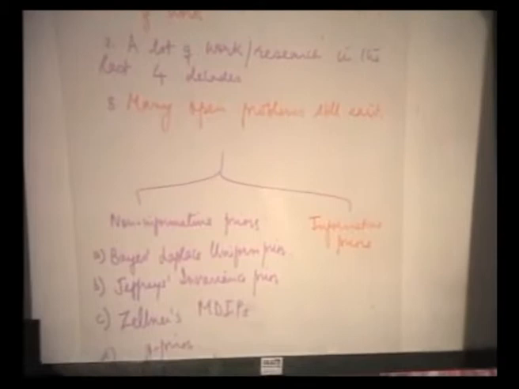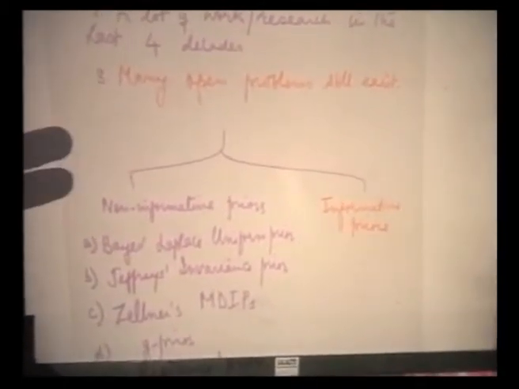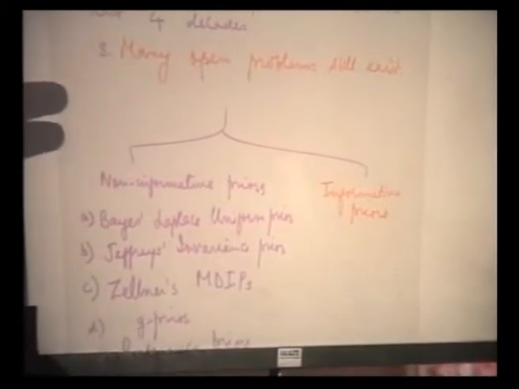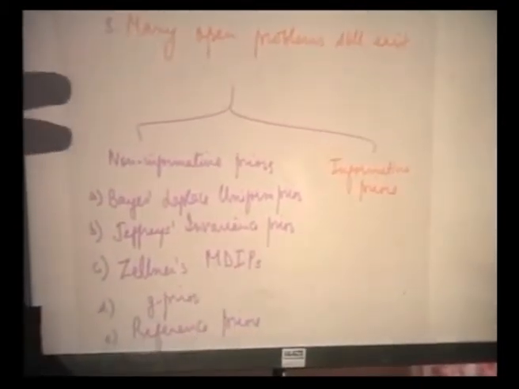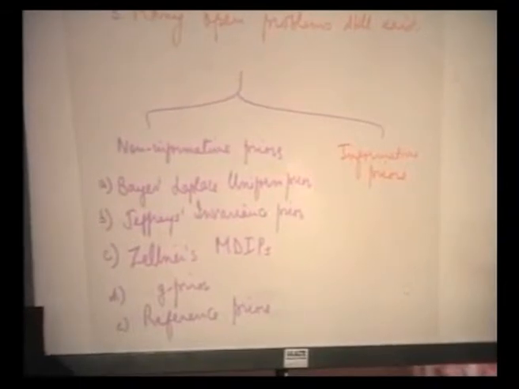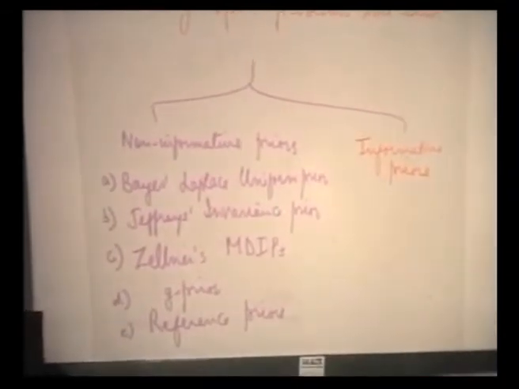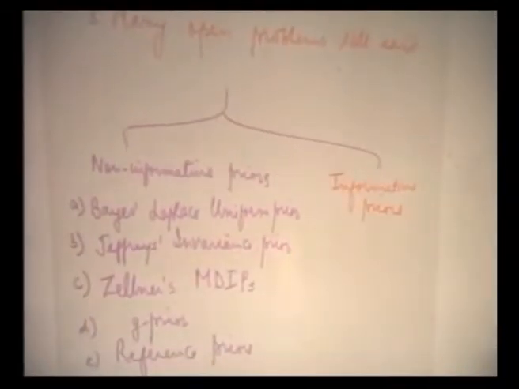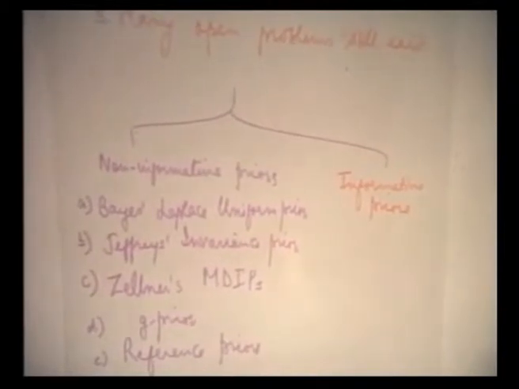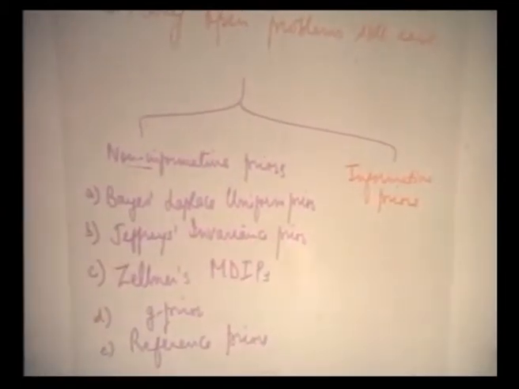As I said, a lot of research and work has been done in the last four decades, but there are still many open problems with respect to the specification of prior distributions, particularly when it comes to the multi-parameter situation. Broadly speaking, the concept of prior distribution can be divided into two areas. One is the non-informative priors, I'll talk about what they are. And the other is what we call the informative priors.